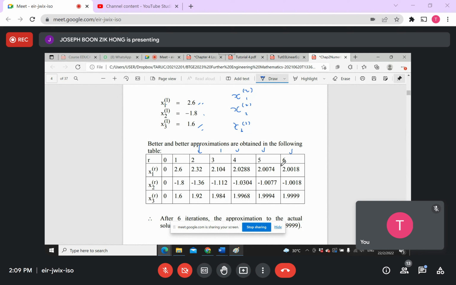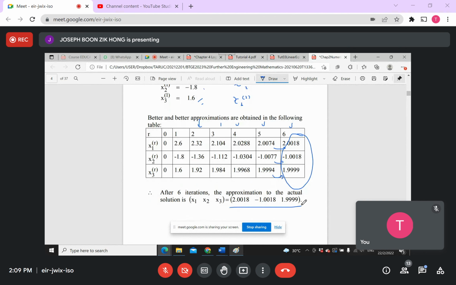You found that they are changing very, very little. This one is only changing by less than 0.01. This one is also the same, less than 0.01. This one is even smaller, less than 0.0001. So the change is very small and negligible. We can just ignore it. Then we stop there. Then we take the last one as our answer. So this one is our approximate answer. Any questions?